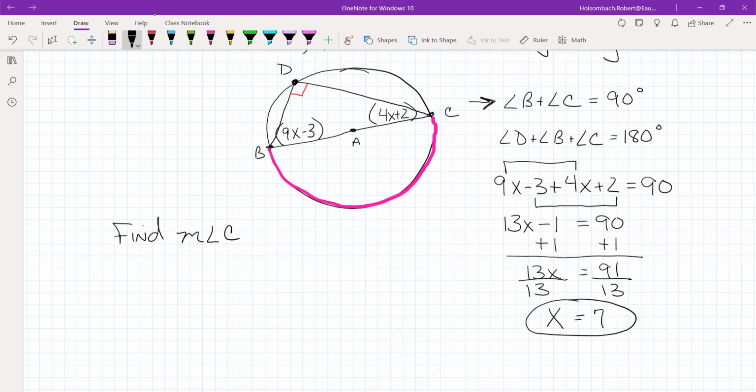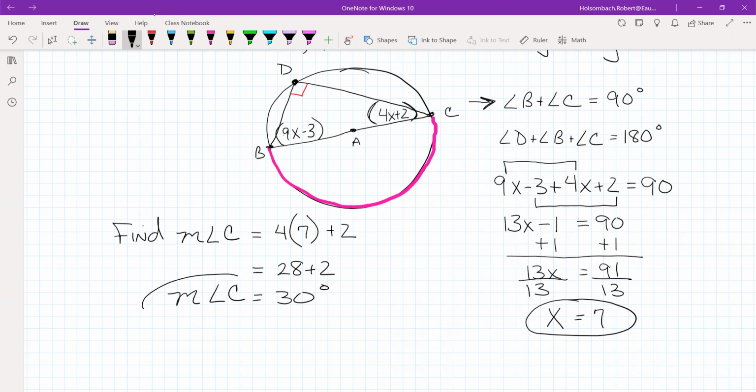Now that was just the first part of the question. So find the measure of angle C. Angle C is represented by the expression 4x plus 2. So we take 4 where the x is, we replace it with a 7, plus 2. So 4 times 7 is 28 plus 2. And 28 plus 2 equals 30 degrees. So the measure of our angle C is equal to 30 degrees.